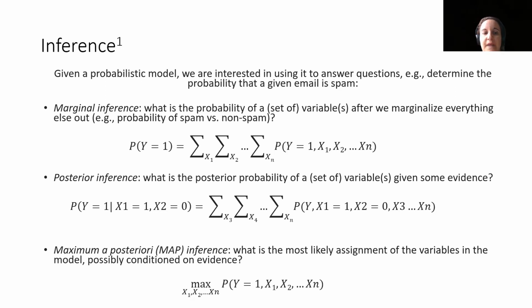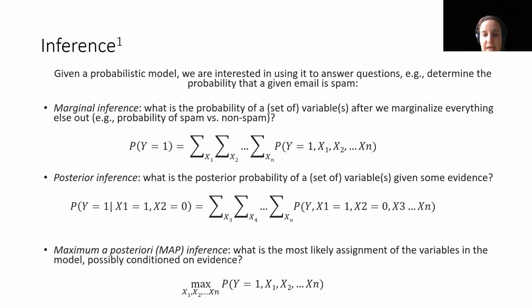Okay. Another one is what we call posterior inference, which is the posterior probability when we give values for some of the variables. For example, in this case, it would be what's the probability of an email being spam when we know, for example, that x1 is 1 and x2 is 0. For example, that one word is papa and the other word is foreign.